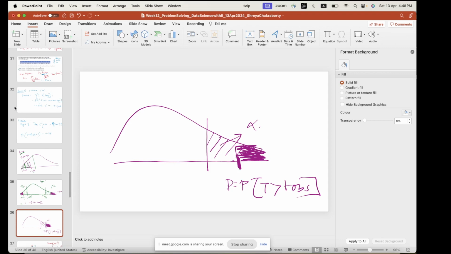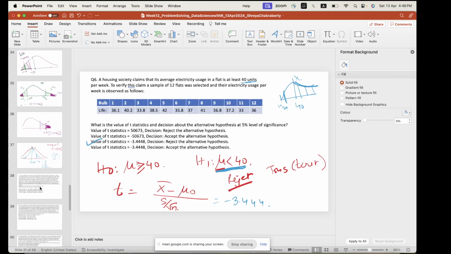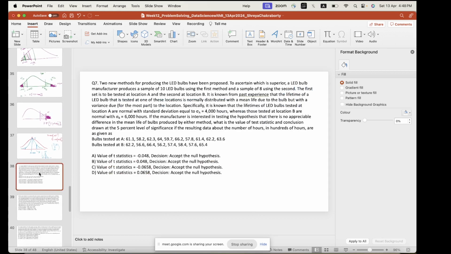Fine. So this is done. Let's say this one. This is also the same thing, but here we have two sample tests. Okay. So how do we do it?